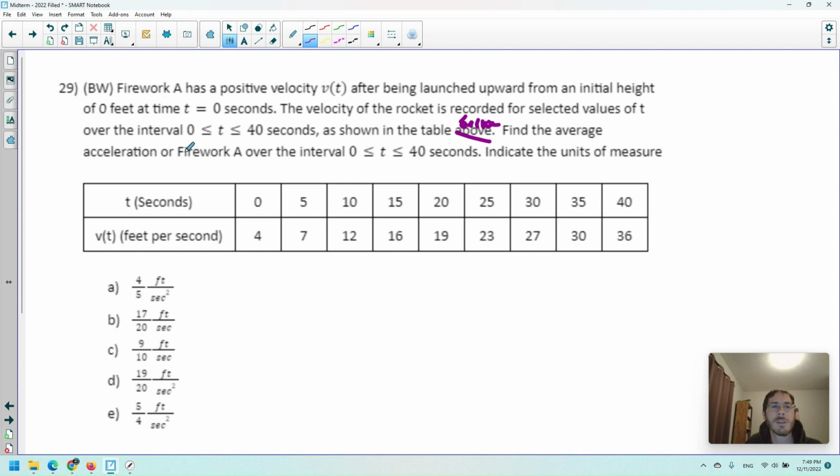Find the average acceleration. So this time we are finding the average, so we're not finding the derivative. We're using the average acceleration. So we need the average rate of change formula, and we're going to go from 0 to 40 seconds. This is going to be like x1 and x2.